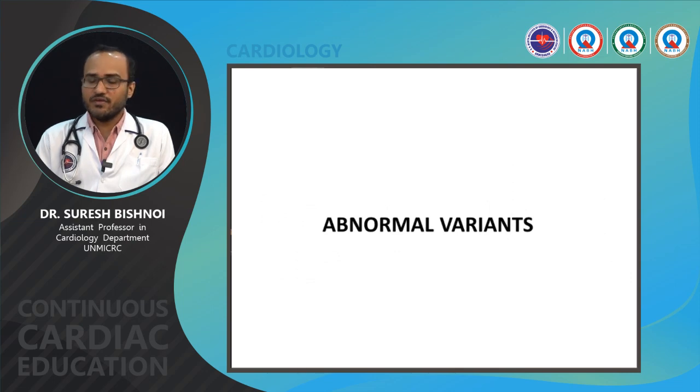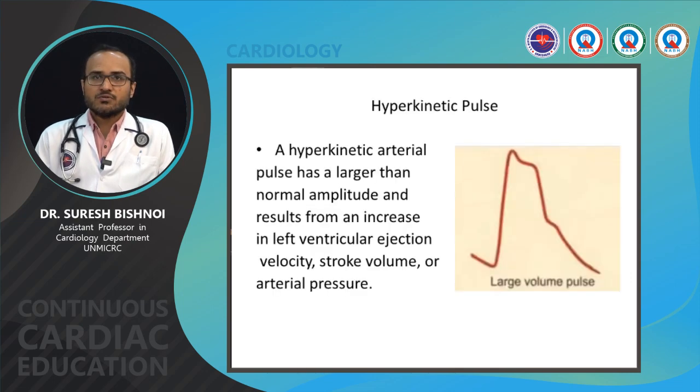Then what are the abnormal variants of the pulse? One of the most commonly found pulses in clinical examination is the hyperkinetic pulse. So what do we mean by hyperkinetic pulse? There is an increase in the volume of the pulse, or we say it is a large volume pulse. A hyperkinetic arterial pulse is larger than the normal amplitude, and it results from an increase in left ventricular ejection velocity, stroke volume or arterial blood pressure. Any of these factors can contribute to the hyperkinetic pulse.